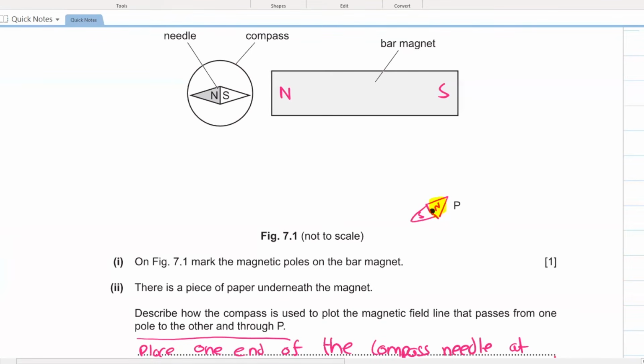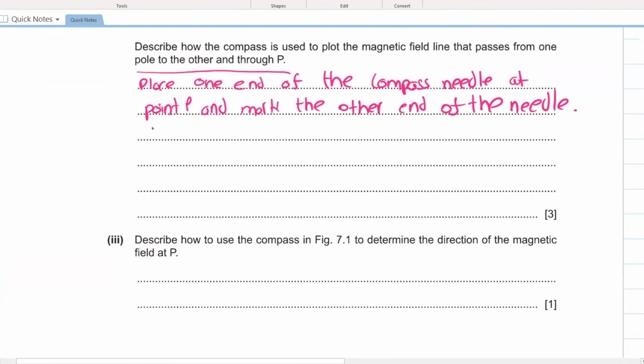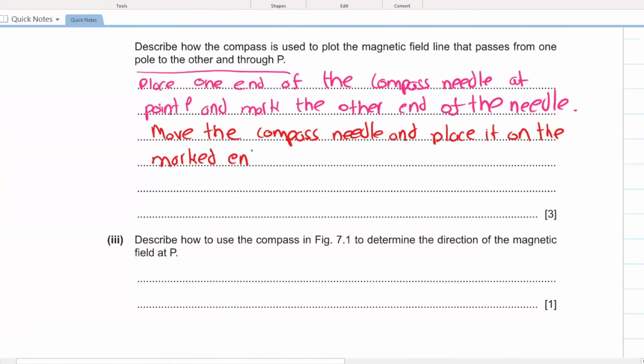Move the compass needle so that the other end is next to the marked point. Now you will say, move the compass needle and place it on the marked end. Where you had highlighted in yellow, place the compass needle back there. Okay, what is going to happen?